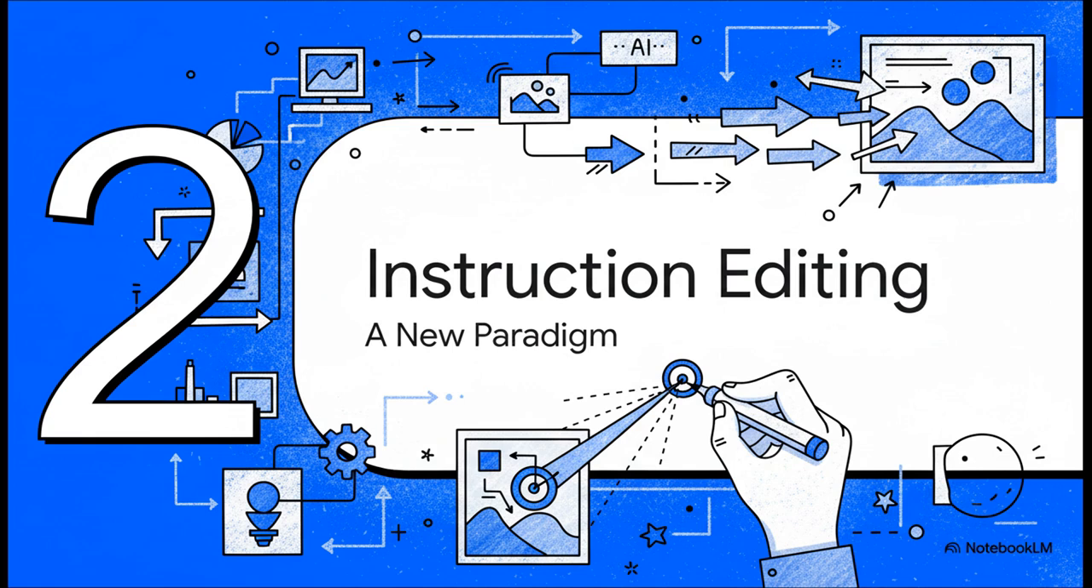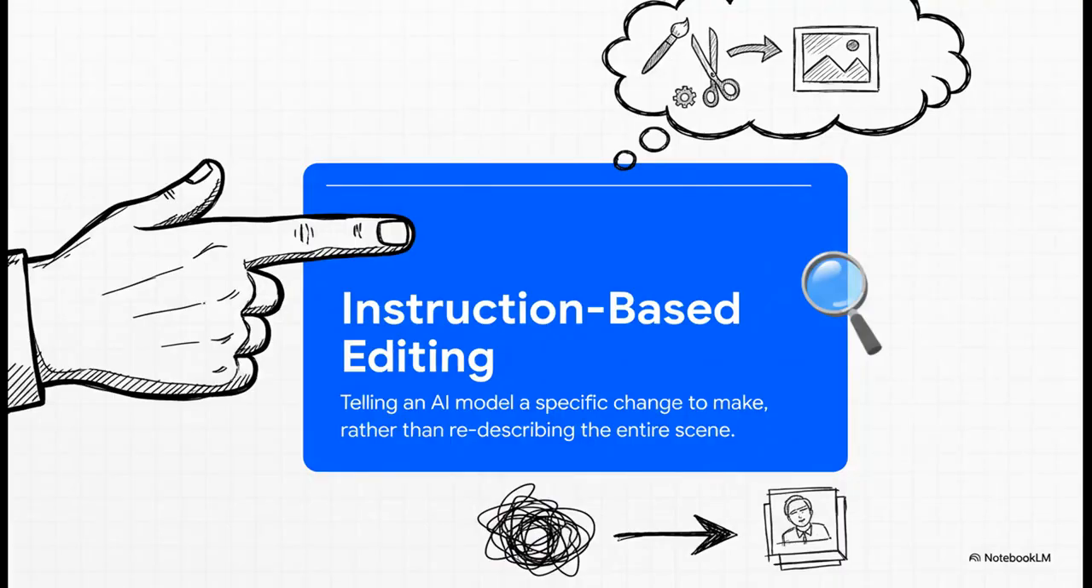Look, this isn't just a slightly better version of what we already have. It represents a fundamental shift in how we actually talk to the AI. We're moving away from these long, descriptive paragraphs to just giving specific, simple commands. And at its heart is this really simple idea: instruction-based editing. It is exactly what it sounds like. You don't have to describe the entire scene all over again. You just give the AI a direct order, just like you would a human assistant, focusing only on the one specific thing you want to change.